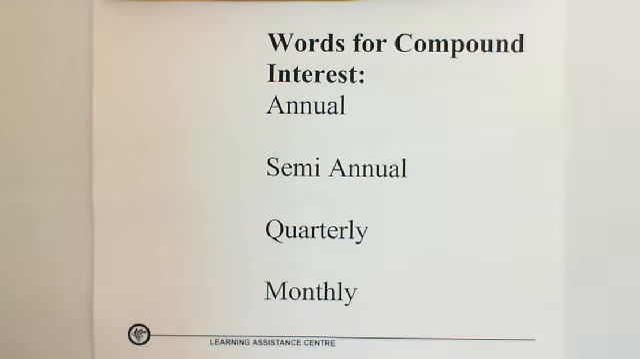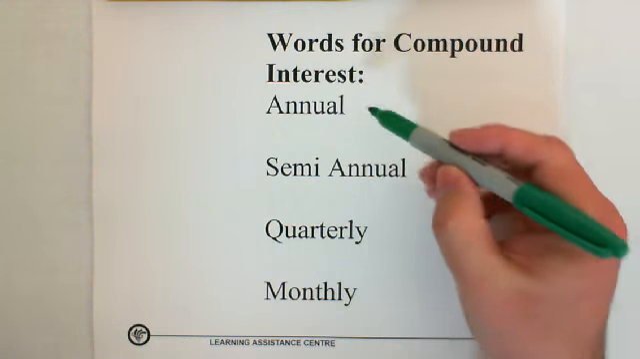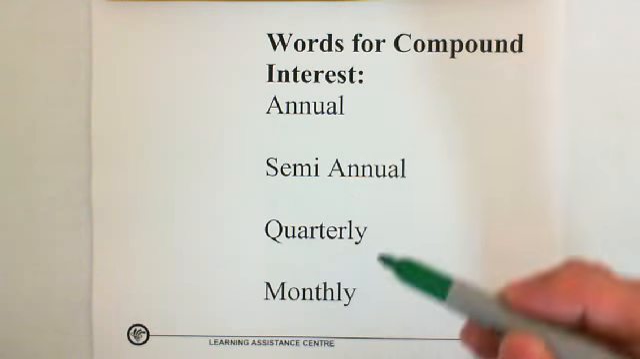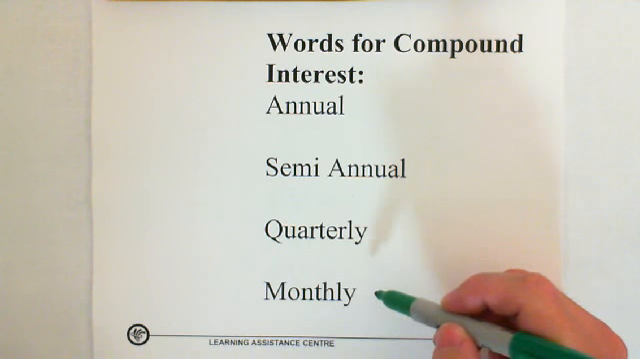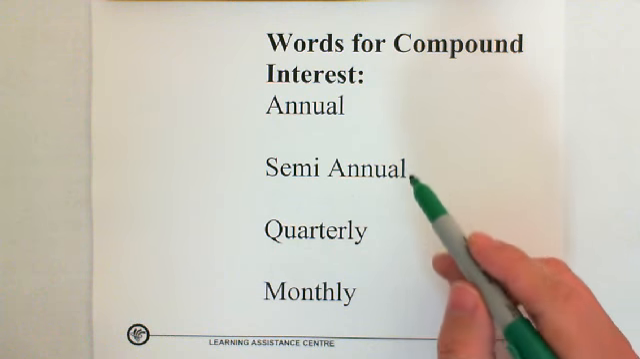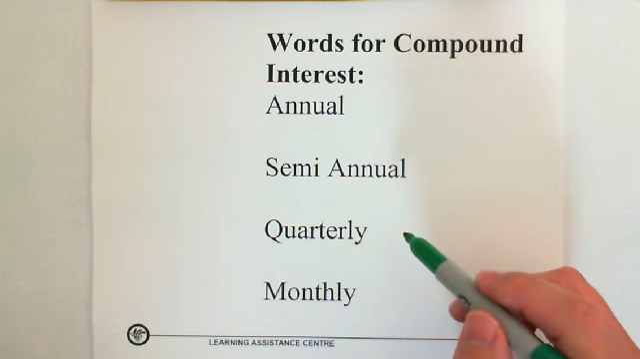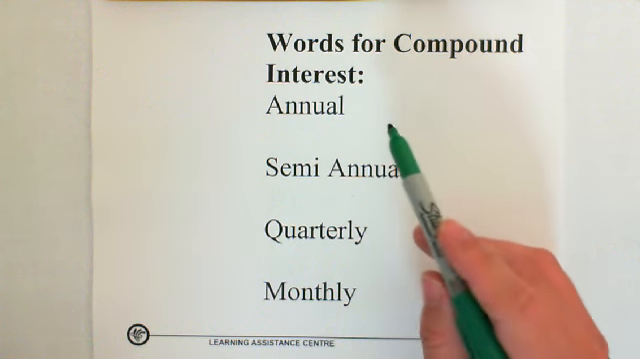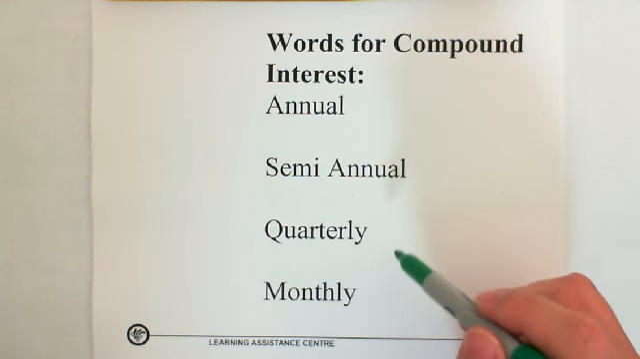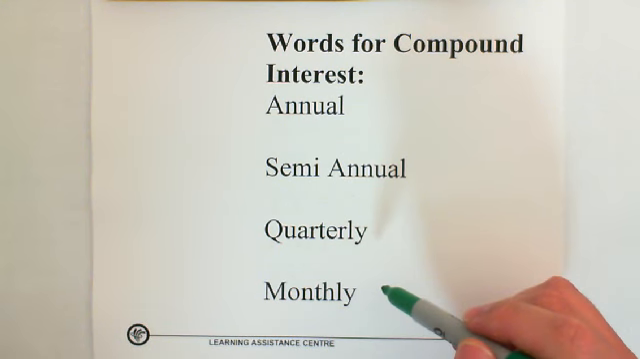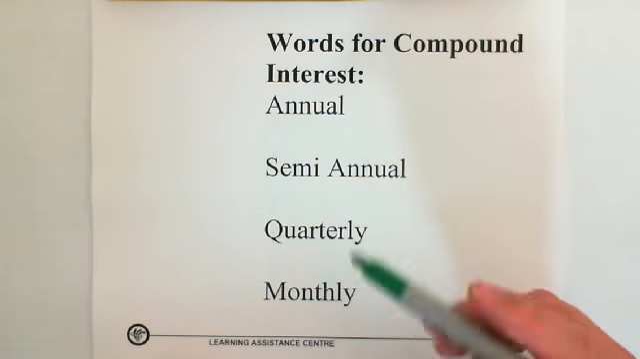Now, when it comes time to knowing when to use compound interest, you'll see one of these words somewhere in the question. So we've got annual, semi-annual, quarterly, and monthly. So when you see these words in the question and the interest is compounded based on annual, semi-annual, quarterly, or monthly, that's when we know we are using compound interest. So now what does each one of these words mean?